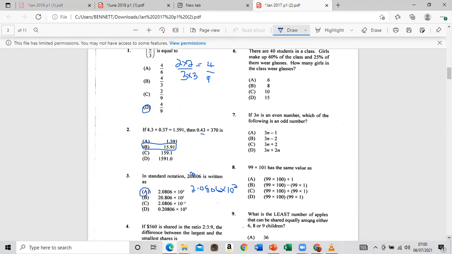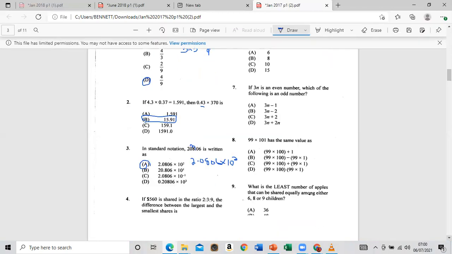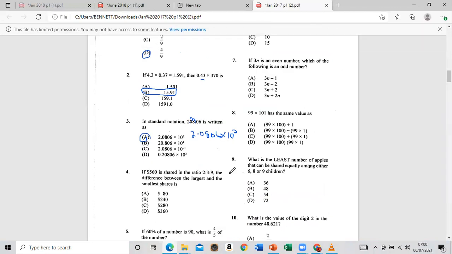Number 4 now, I did this one on another channel and another paper. 560 is shared in the ratio 2 to 3. The difference between the largest and the smallest share is. Alright, for those of you who are just joining for the first time, let us first add the ratio to know the total being shared. So that gives us 14.